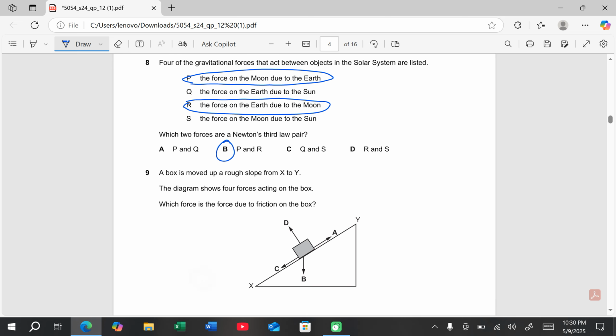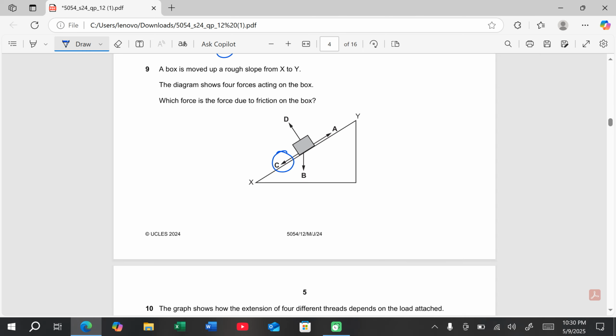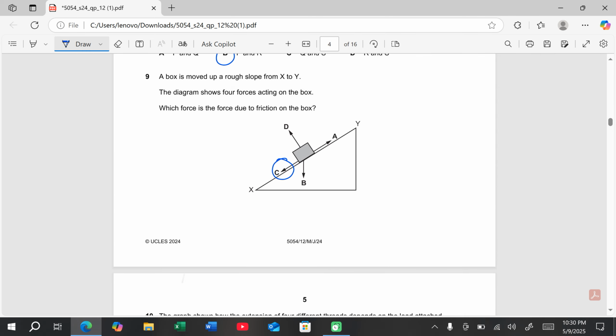A box is moved up a rough slope from X to Y. The diagram shows the four forces acting on it. Which force is the force due to friction on the box? It is moved up. If it is moved up, then the friction has to be back, because we are just dragging this.